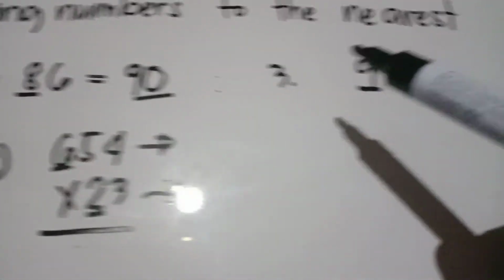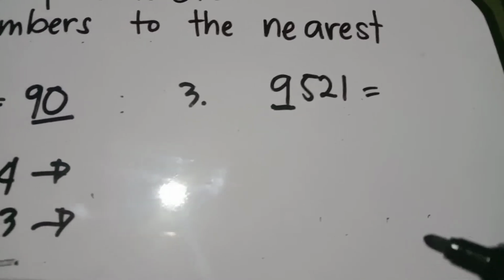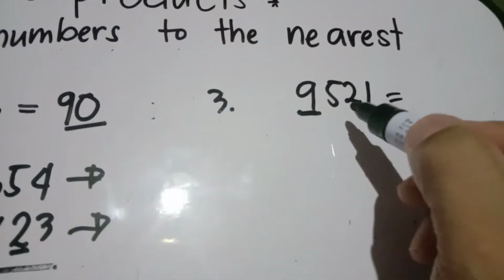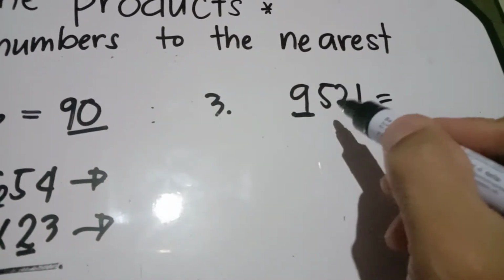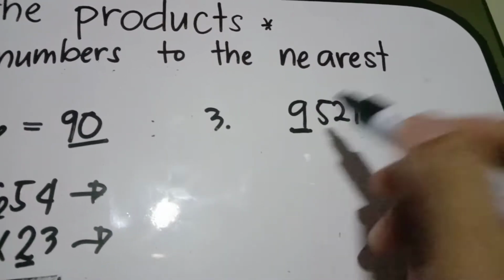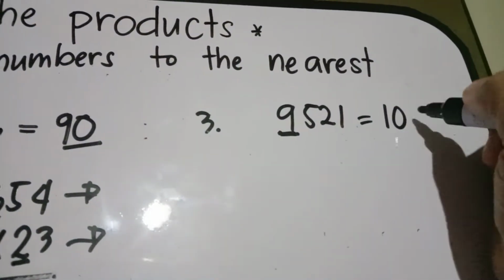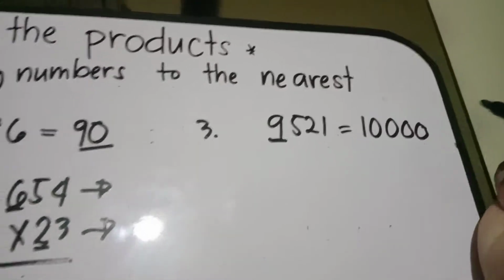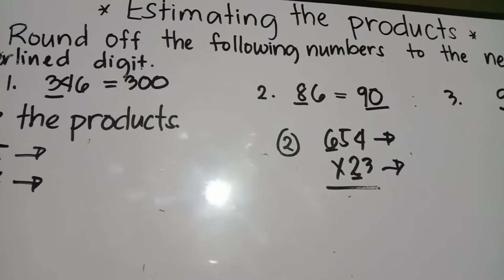Next, number 3, 9,521. The underlined digit is 9. The next digit at the right is 5. So according to the rule, if the next digit at the right is 5 or more than 5, we are going to add 1. So 9 plus 1, that is equal to 10. Then 5, 2, and 1 become 0. So that's how we are going to round whole numbers.